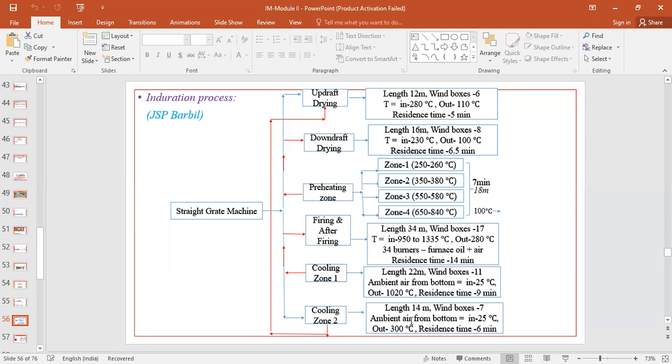Then you have cooling zone 2, where this length is around 14 meters, 7 wind boxes. Here also we are doing the suction of air from the ambient atmosphere, and the heat recovered from the pellets is around 300 degrees centigrade. Residence time of pellets in this chamber is approximately 6 minutes. And this heat of 300, whatever we have recovered, is supplied to the updraft drying zone. So this is how we are doing drying, preheating, firing, and then cooling of the pellets. And this is how we are supplying the heat within the straight-grate machine.